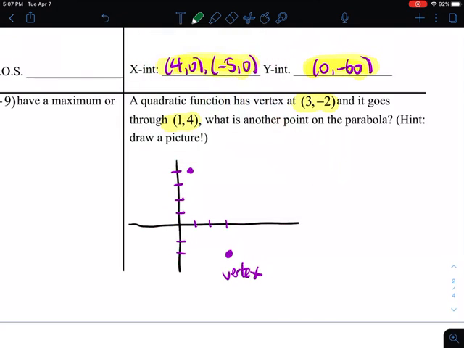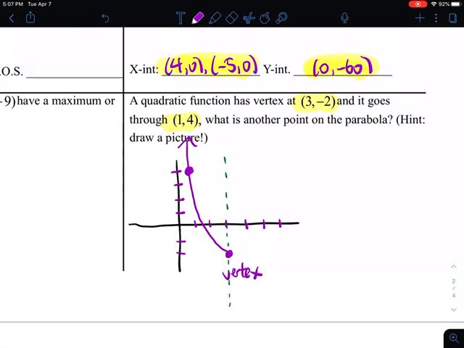Now it might be a good idea to also draw in your axis of symmetry. So where's that going to be? Well, that's going to be this line that goes through my vertex. Okay, there it is. And then my parabola is going to look something like this. Okay, and we know that here's the point on the parabola, and we want to find another point on the parabola.